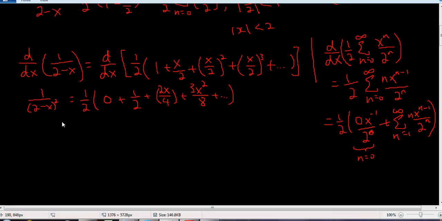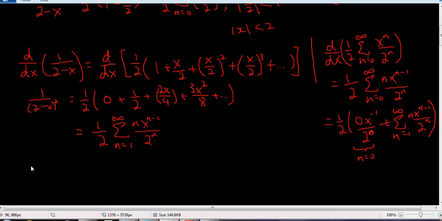So this here is equal to 1/2 times the sum of n equals 1 to infinity of n x to the n minus 1 over 2 to the n. Notice how I started at 1 and not at 0. The intuition is that if it started from 0, you would have the n here, and it'd be 0 times whatever. So there you have it. This is the power series representation of 1 over 2 minus x squared.